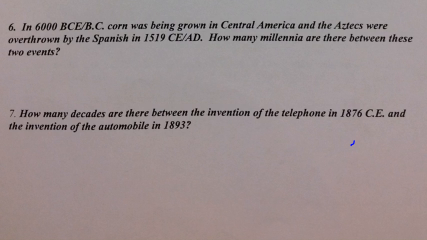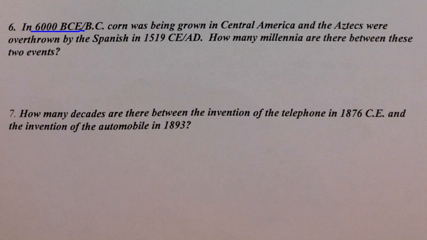Now we have some word problems. In 6000 BCE or BC, corn was being grown in Central America and the Aztecs were overthrown by the Spanish in 1519 CE or AD. How many millennia are there between these two events? Well, let's take a closer look at this problem.